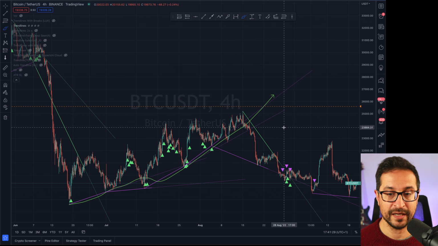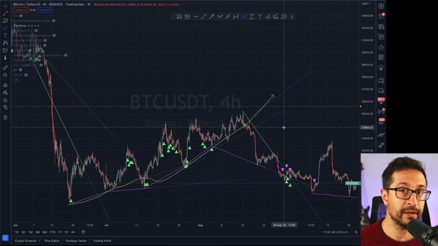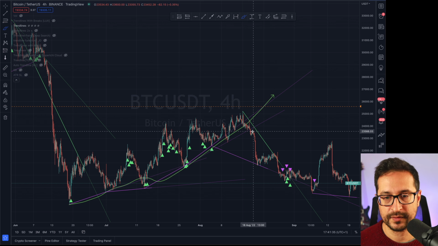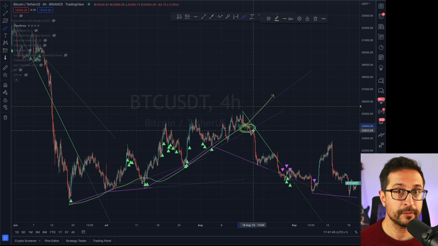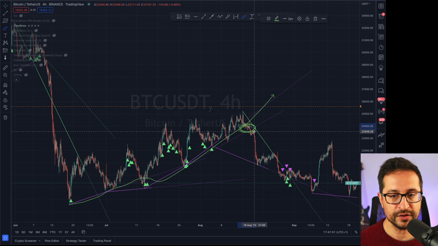Personally, I identify only two big areas where I could have taken a trade from these trend lines. A trade right there when we break below, that's also a market structure break, and this will have been a great position to take a short.